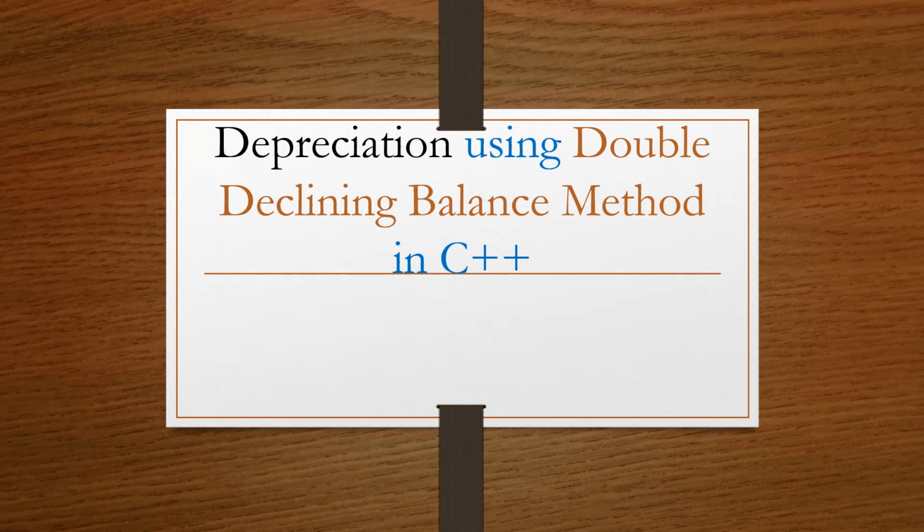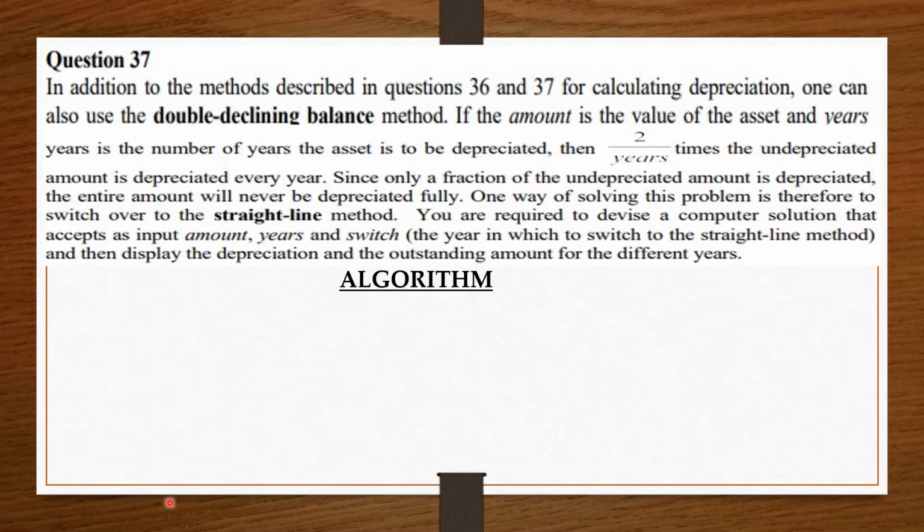Welcome back. In this video, we are going to be calculating the depreciation of an asset using the double declining balance method in C++. As usual, the algorithm first and then the code. So, let's simplify. In addition to the methods described in questions 35 and 36 for calculating depreciation, one can also use the double declining balance method.